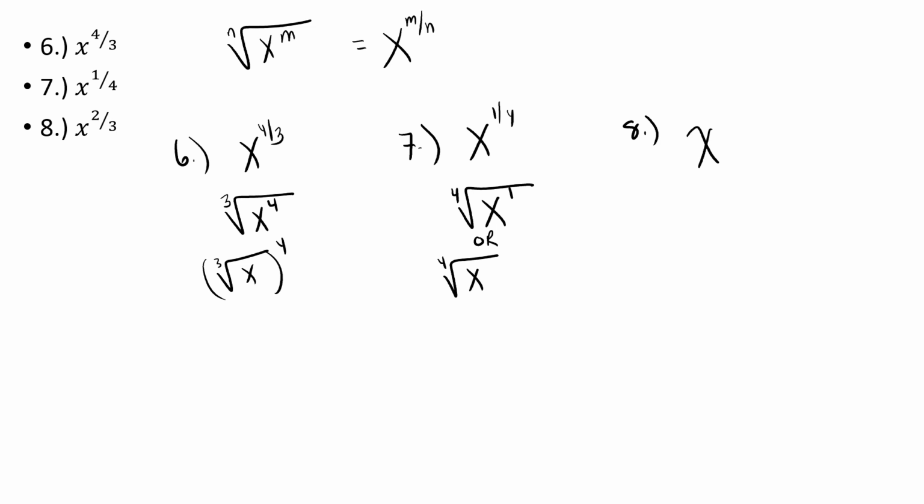And the last one, x to the 2/3. So the denominator is going to be the index, and then the numerator is going to be the exponent. Or if it warms your heart and makes you feel better, you can put the exponent on the outside, whichever way you prefer. So again, there's no work to show. It's really just making sure that those numbers get in the right places.